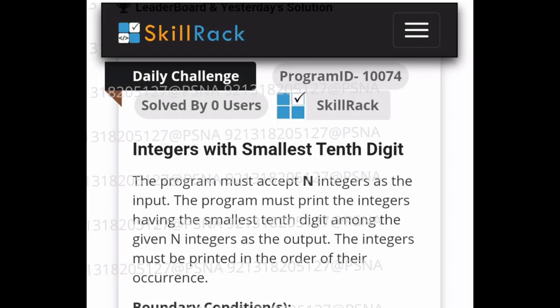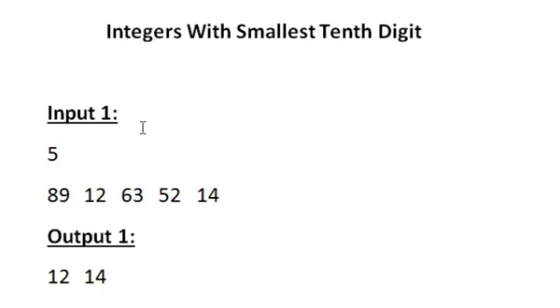This is the question asked in today's SkillTrack daily challenge. So we are given n integers as input and our task is to print the integers which have the smallest tens digit. So first we shall find the tens digit of all the integers.